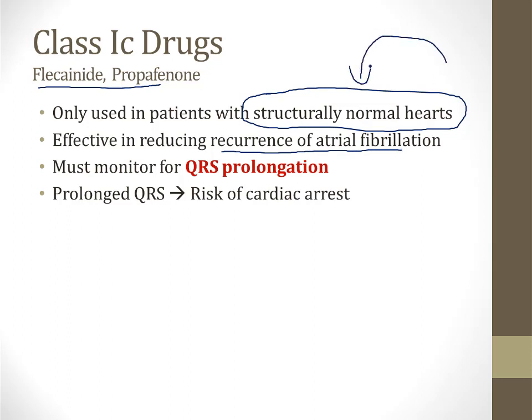When you administer the drugs, you must monitor for QRS prolongation. A prolonged QRS means the patient is at risk of cardiac arrest, and this is a real-life implication of the changes in the action potential we've been discussing with the class 1 agents. You want to block some sodium channels, but not so many that the QRS begins to prolong. So if the patient's taking the drug and the QRS begins to prolong, it means they're not tolerating that dose, and you need to modify the therapy.